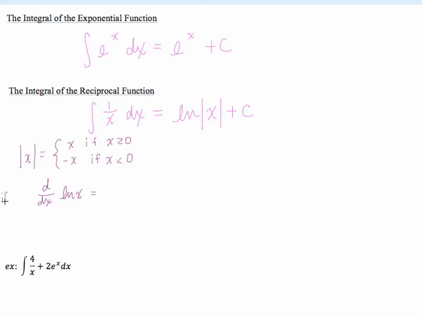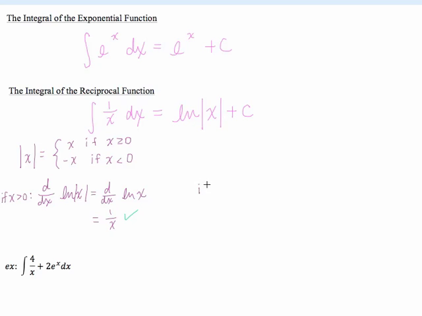This is if x is greater than 0. Then the natural log of the absolute value of x would be equal to the natural log of x. So the derivative of our solution, I'm leaving off the plus c, the derivative of the natural log of the absolute value of x is equivalent to the derivative of the natural log of x, because when x is greater than 0, the absolute value of x equals x, and the derivative of the natural log of x is 1 over x. So it works right there.